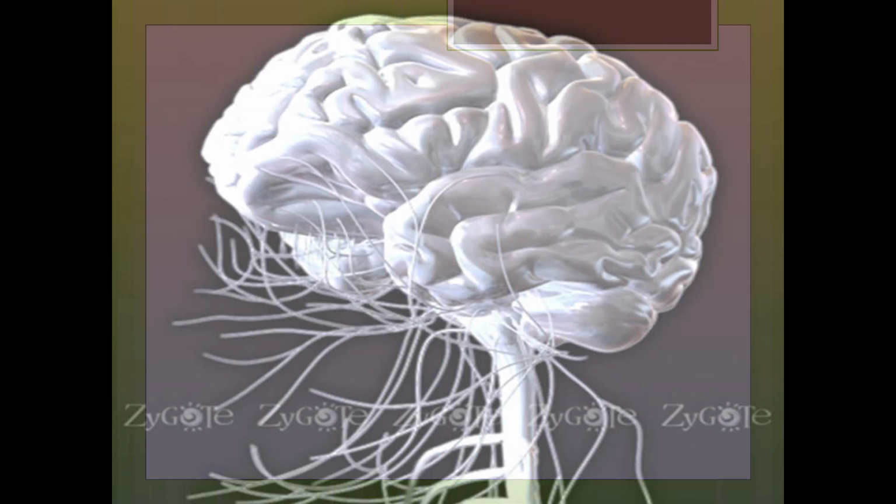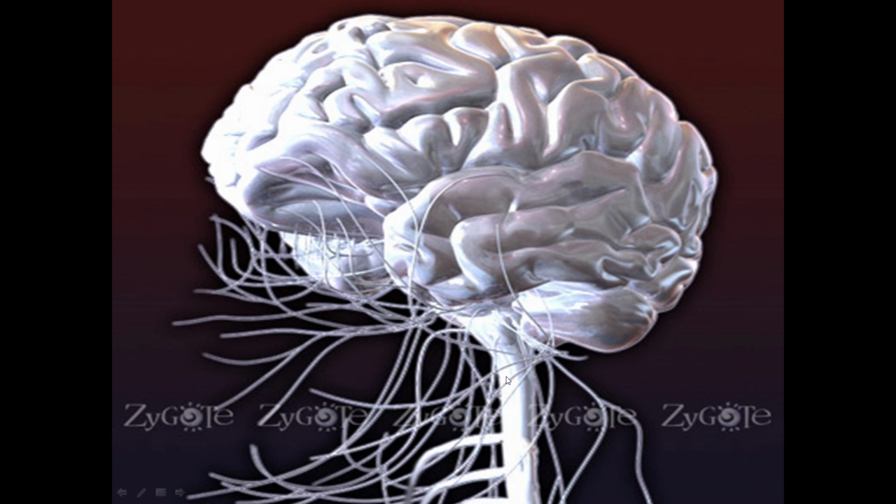The spinal cord. The spinal cord is running through the vertebral column. It is protected by the vertebral column. The brain is protected by your skull, bony skull. The brain is protected by the bony skull, and the spinal cord is protected by the vertebral column.